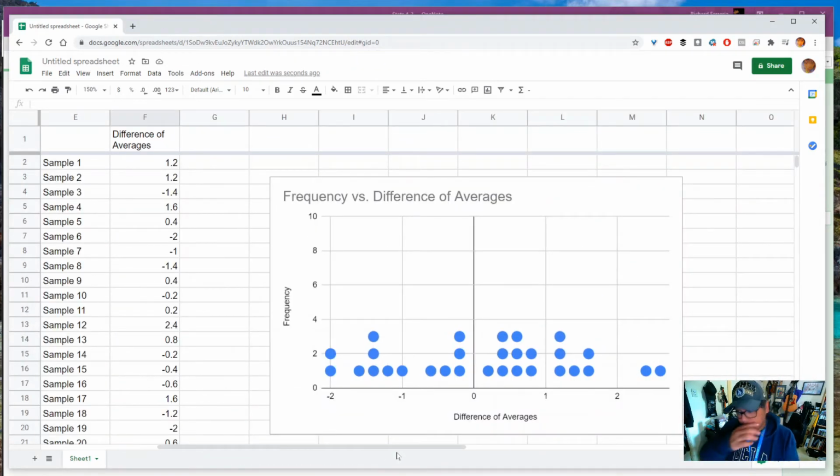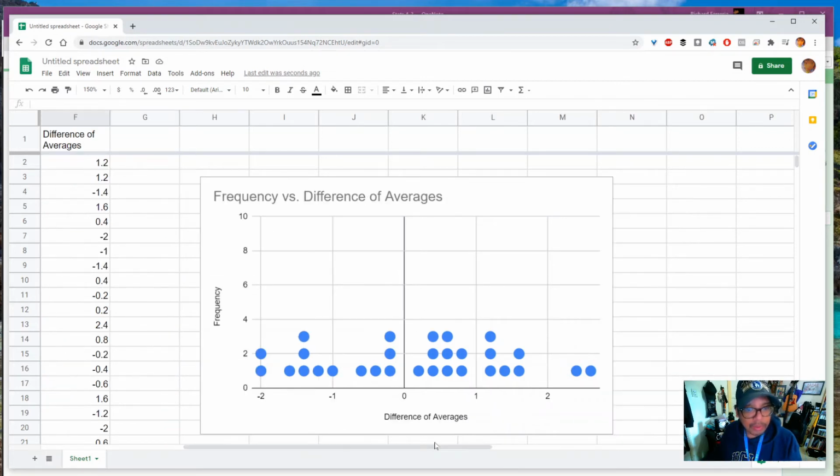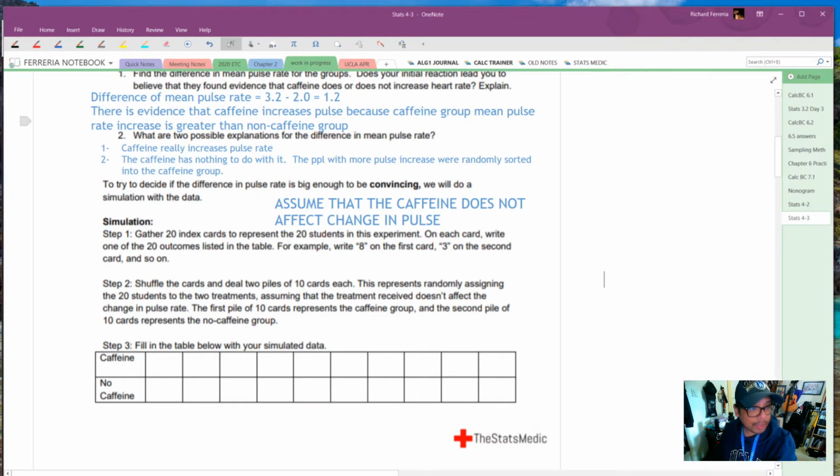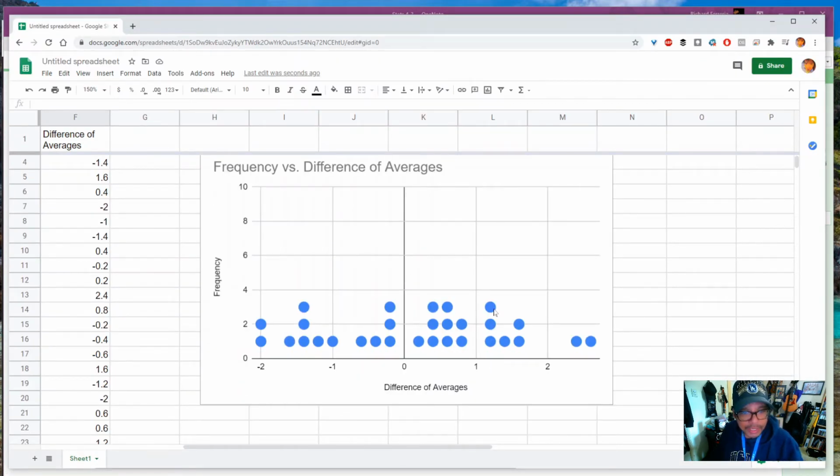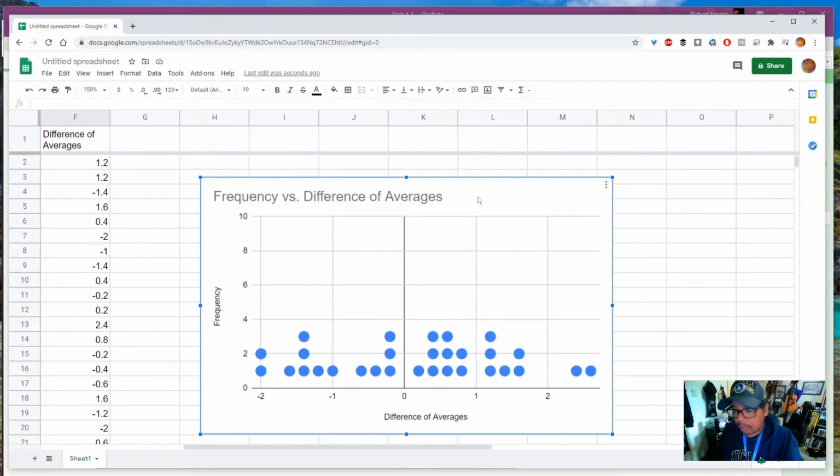As you can see, we've created our dot plot of all the experimental results. And what did we get from our experiment? Our experiment said the difference was 1.2. Where is 1.2? That's here, actually. This one right here. So that's going to be important to us. Let's get that dot plot, and I'm going to copy this and put it over into our OneNote.